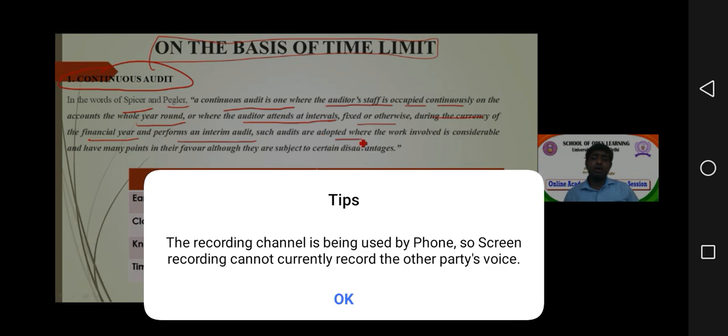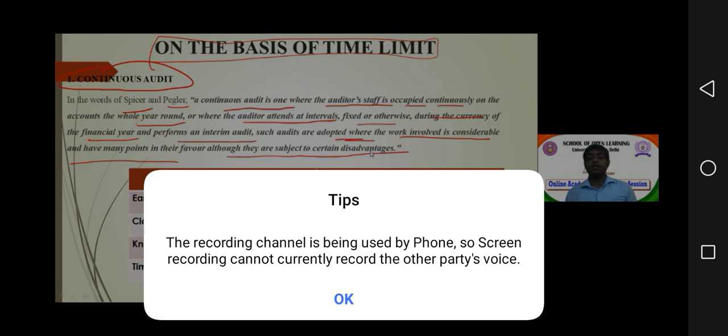Such audits are adopted where the work involved is considerable and have many points in their favor, although they are subject to certain disadvantages. So I assume that you must be able to understand a lot about this continuous audit with the definition that Spicer and Pegler have given. So what is this continuous audit all about? Continuous audit is something that is going to be conducted throughout the year.